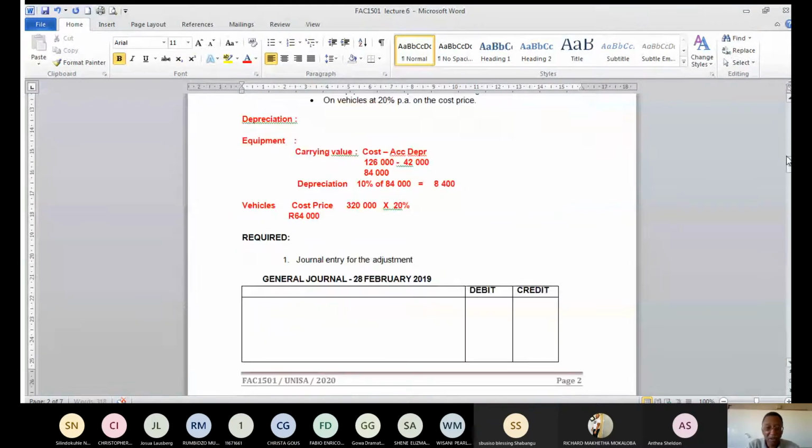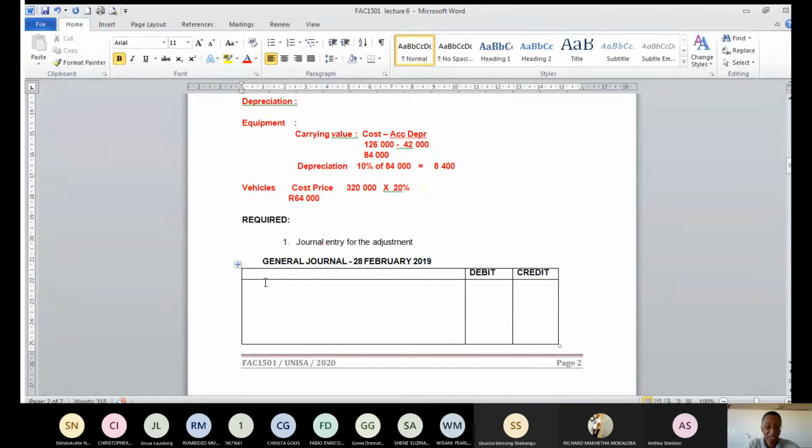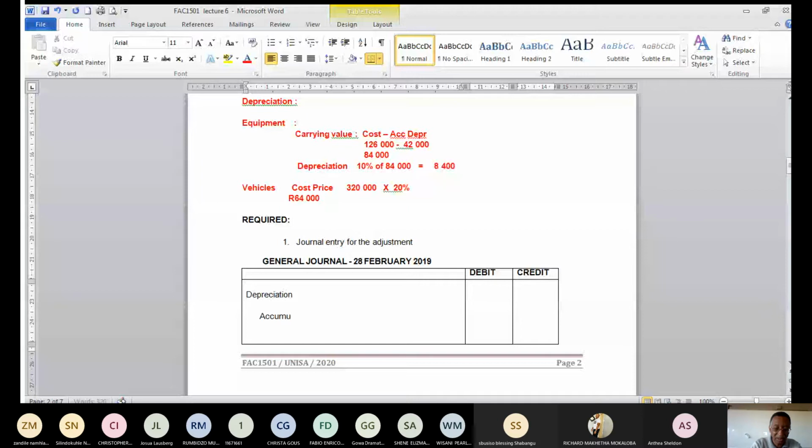To record that entry in the books of the business now, we say debit the account depreciation, and we will credit our account. Remember, accumulated depreciation increases on the credit side. We credit accumulated depreciation on equipment. Depreciation on equipment must be credited, and the amount on the credit side will be 8,400 Rand.